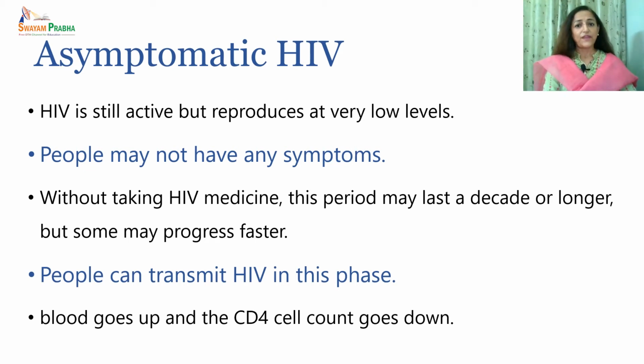At the end of this phase, the amount of HIV in the blood, which we call viral load, will go up, and CD4 cells will start coming down. The person may have symptoms such as viral fever that will increase in the body as the person moves towards phase 3. People who take HIV medicine as prescribed may never progress to stage 3. Now let us see what this stage 3 is.